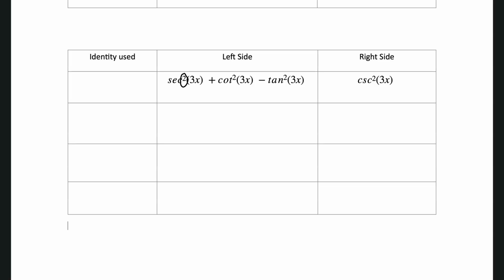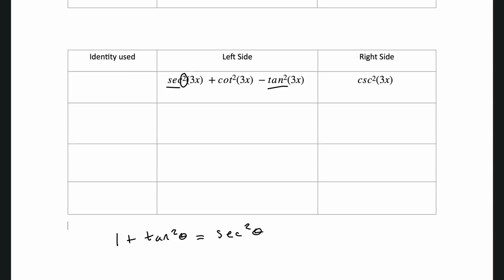Alright, to begin this, one thing I want to point out just for general proof solving, whenever you see squares, usually, not every time, but usually, you want to look at the Pythagorean identities. So in this case, we have secant squared, cotangent squared, and tangent squared. If we look at our identities, you'll see that there is one Pythagorean identity that has both secant squared and tangent squared. Now, that identity looks like 1 plus tangent squared theta, and that's equal to secant squared theta.